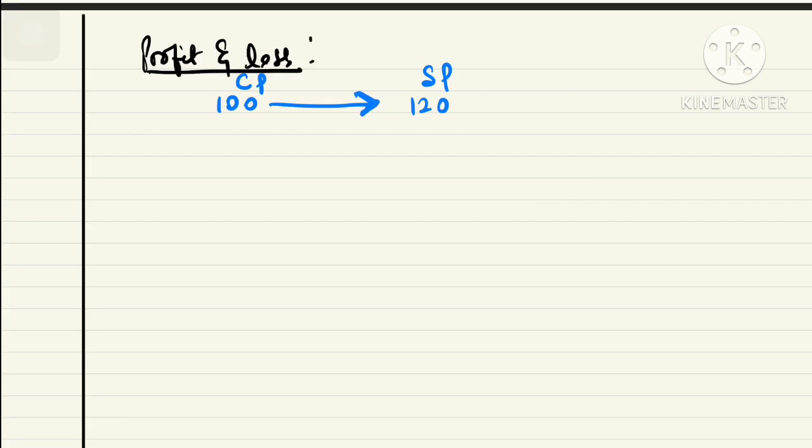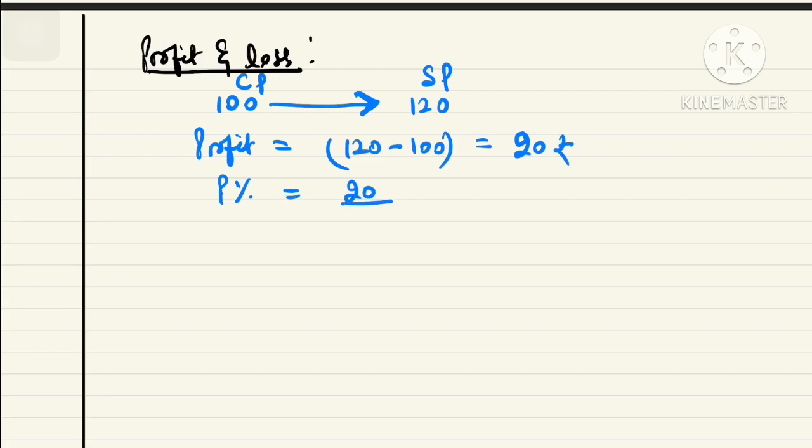So as we can see here, the profit in rupees is 20 rupees, because 120 is the selling price and 100 is the cost price. And if you want to consider the percentage here, what will be the percentage? So profit percentage will be 20 on cost price. What is the cost price here? Cost price is 100. So it will be 20%, right?